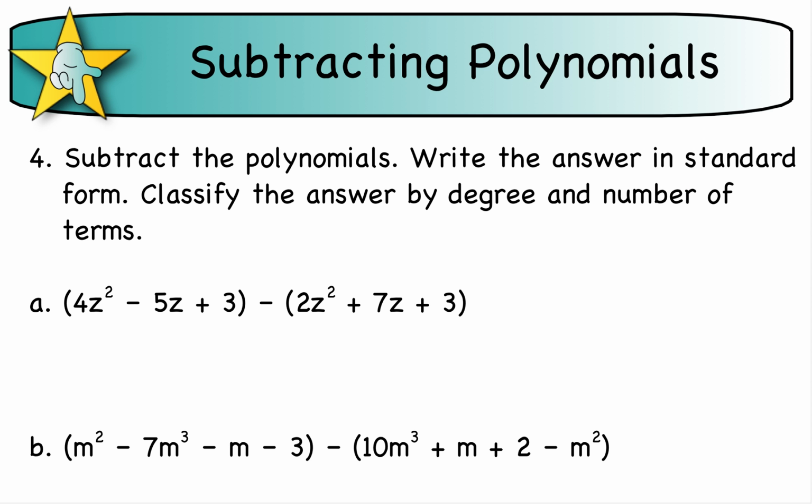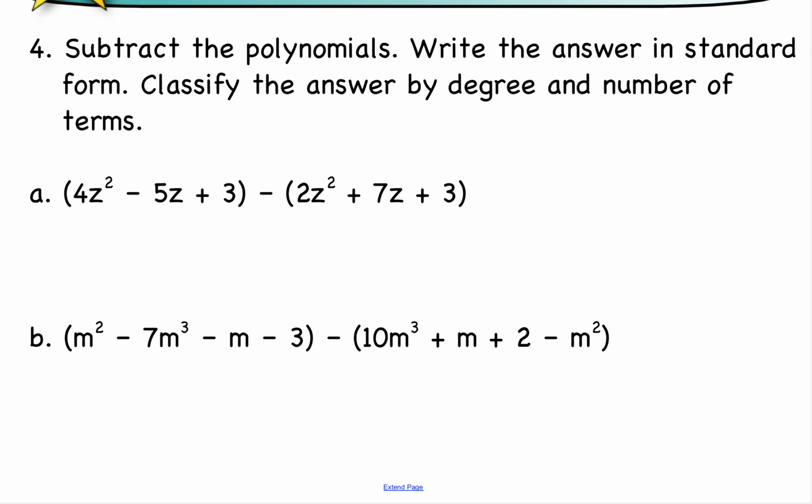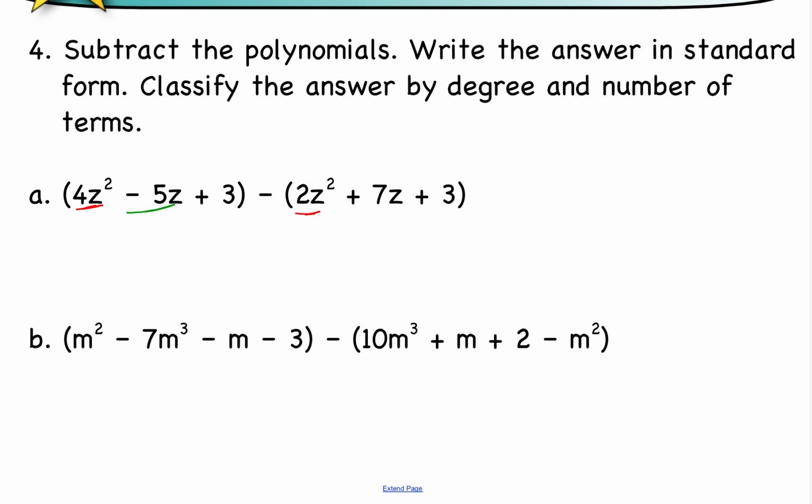Subtracting is very similar to adding, except we're subtracting, obviously. So same kind of direction. Subtract them, write the answer in standard form, and then we're going to classify it by degree and number of terms. So let's look at what terms are alike before we get started. We have a 4z squared and a 2z squared, a minus 5z and a plus 7z, and then our constant term, a plus 3 and a plus 3.